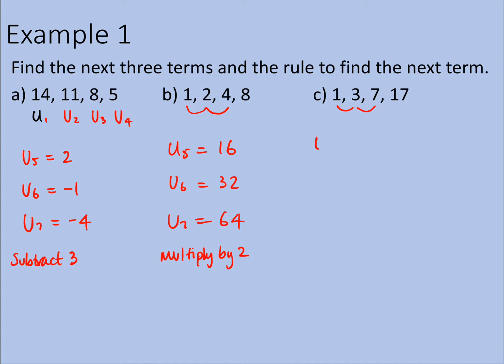So in this case, u5 is going to be double 17, which is 34, add 1 is 35. u6, we're going to double 35 and add 1, so that's 71. And then u7 is going to be 143. So we're going to say multiply by 2, then add 1. Okay, let's move on.